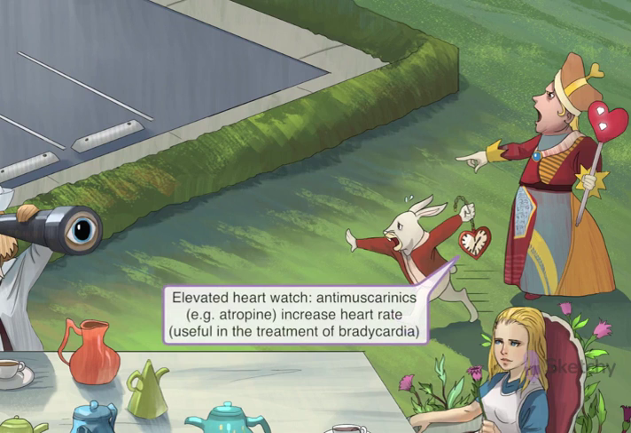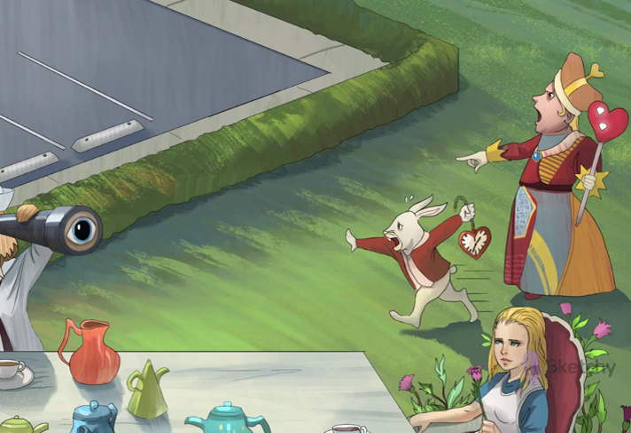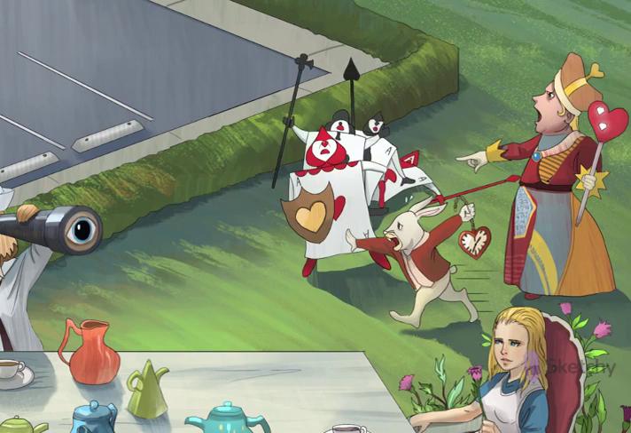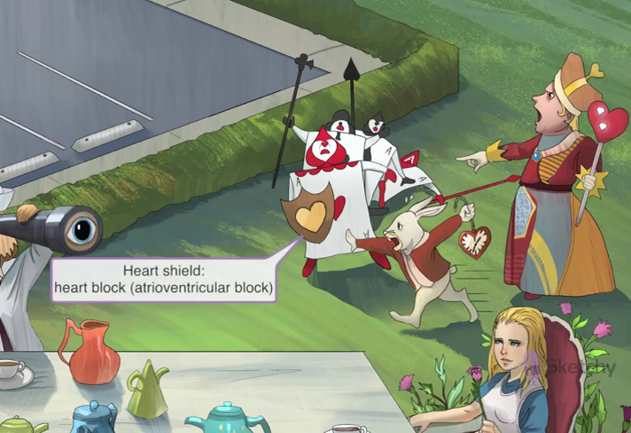Our next guest, the White Rabbit, realizes he's late to the party after looking at his raised heart-shaped watch, which is our symbol for tachycardia, in this case caused by atropine's effects on the SA node. Also notice that this tachycardic White Rabbit is in such a hurry that he shoves over the Queen's guards who stand in his way.